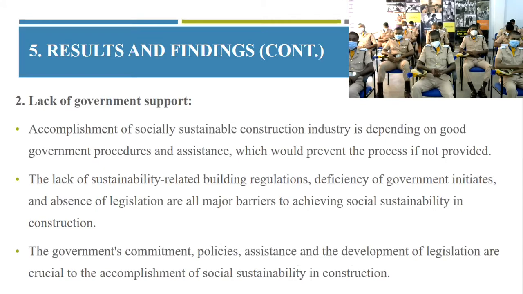Accomplishment of socially sustainable construction industries depends on good government procedures and assistance, which would prevent the process if not provided. The lack of sustainability-related building regulations, deficiency of government initiatives, and absence of legislation are all major barriers to achieving social sustainability in construction. The government's commitment, policies, assistance, and the development of legislation are crucial to the accomplishment of social sustainability in construction.